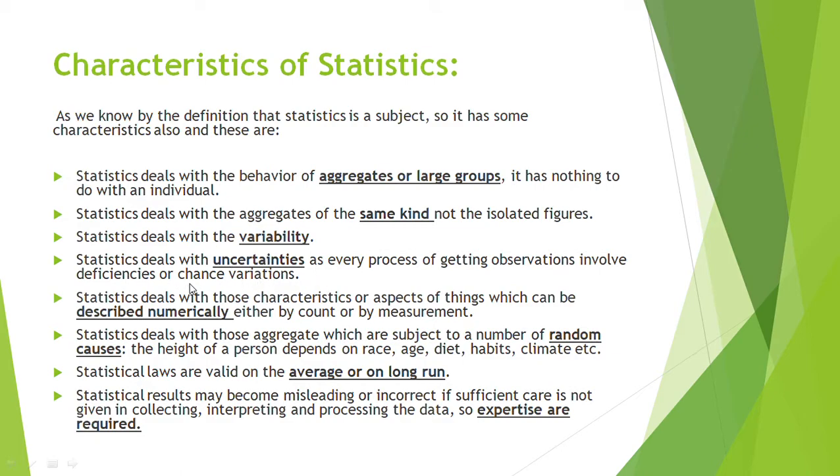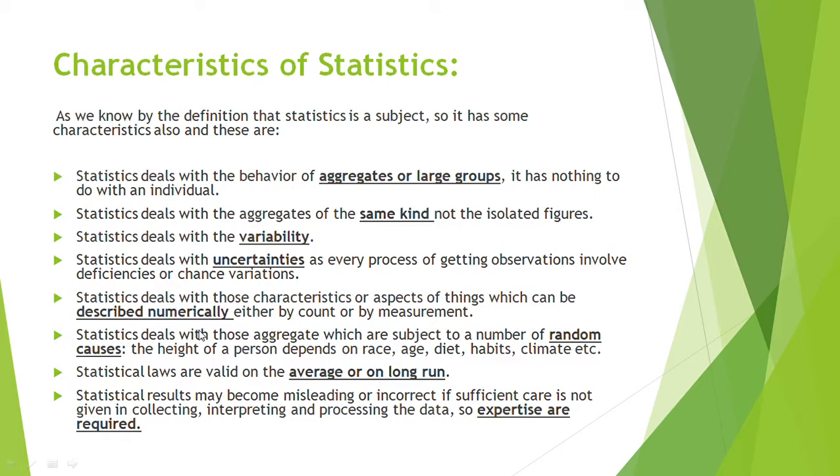So uncertainty, when the word uncertainty comes, we can just handle it by statistics. Statistics deal with those characteristics or aspects of things which can be described numerically, either by count or by measure. So it deals with numerical values. Either by counting you get the numerical values, or by measurement you get the numerical values, but it just deals with numeric data, not non-numeric data.